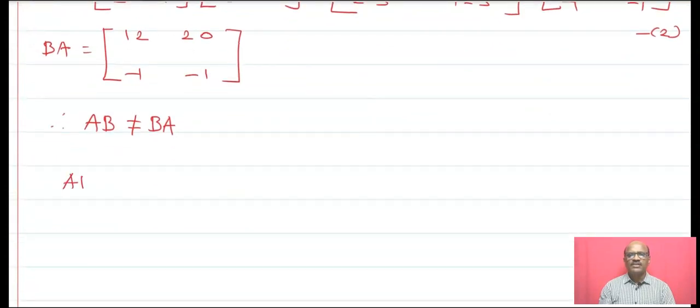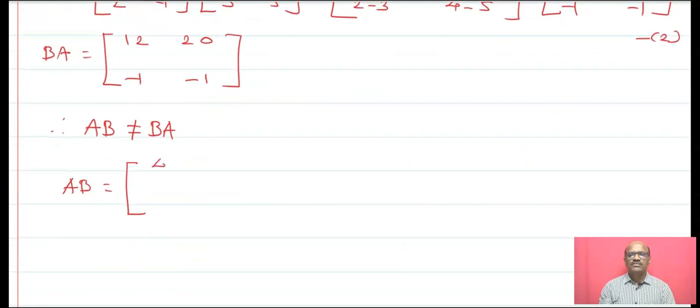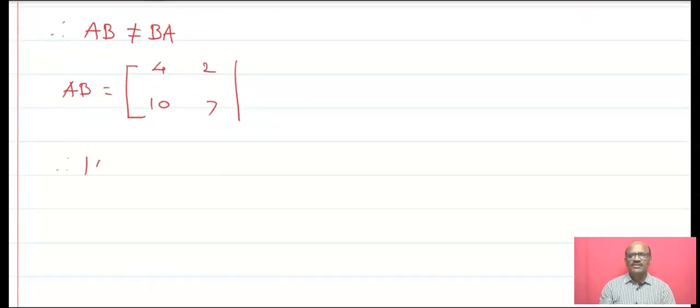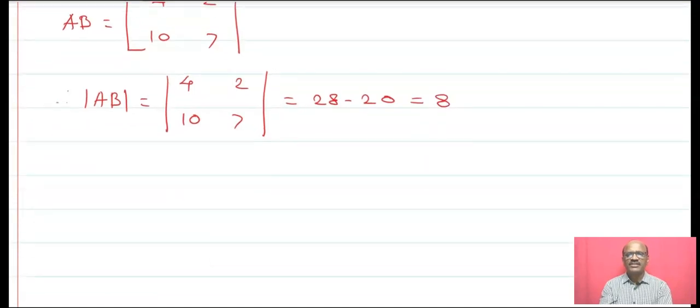Now we will find out the determinant. AB is equals to, that is 4, 2, 10, 7. Now find out its determinant. It's very easy one. That is 4, 2, 10, 7. That is 28 minus 20, that is equals to 8. And find out the determinant of the individual, that is A and B. Determinant of AB is equals to 8.